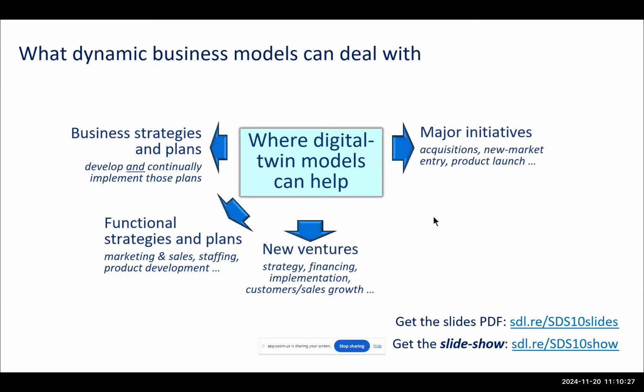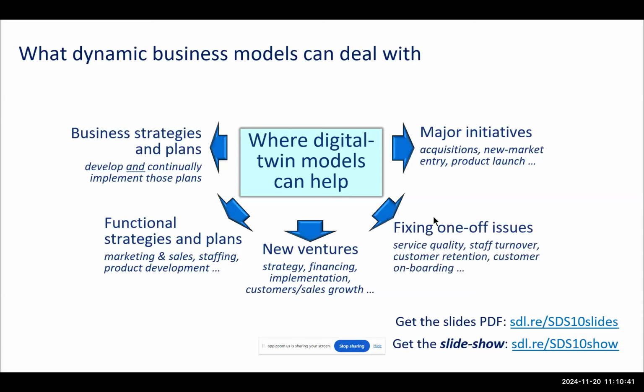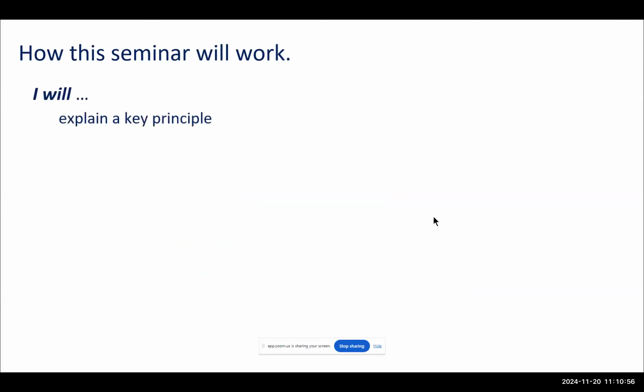And when we're taking big initiatives like making an acquisition or launching a new product, then we can model just that episode from before it starts right the way through its implementation. And then we can use it for very local issues and often quite short-term issues. We've got a service quality problem. What are we going to do about that? We've got a staff turnover problem. What are we going to do about that? So those are the kinds of purposes that we use these models for.